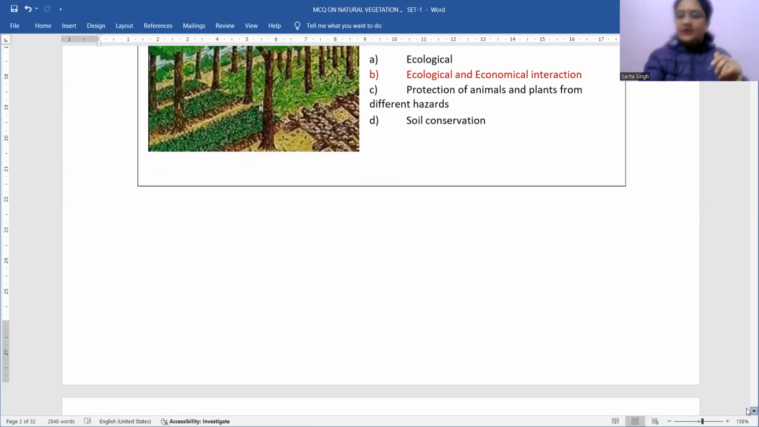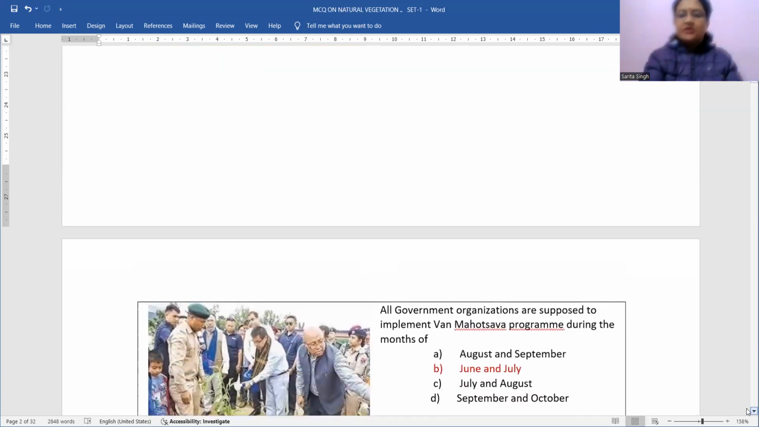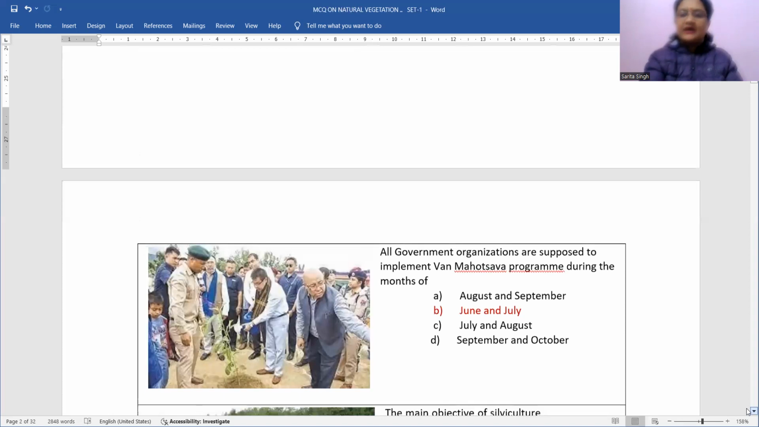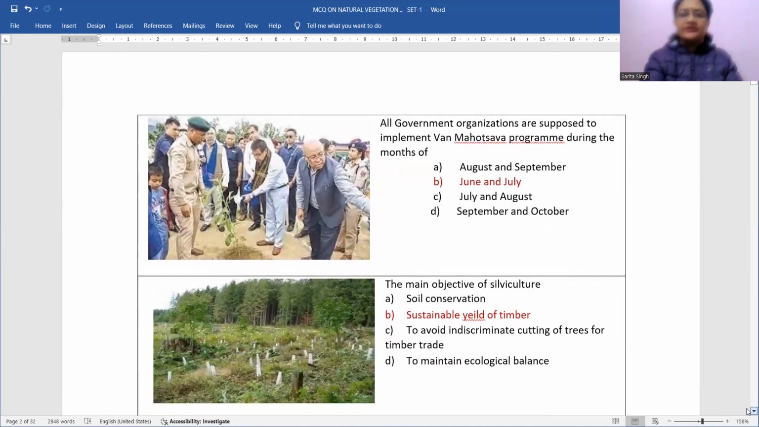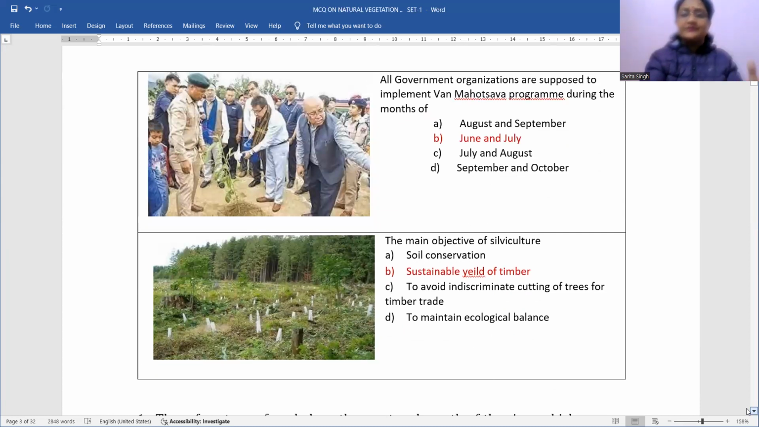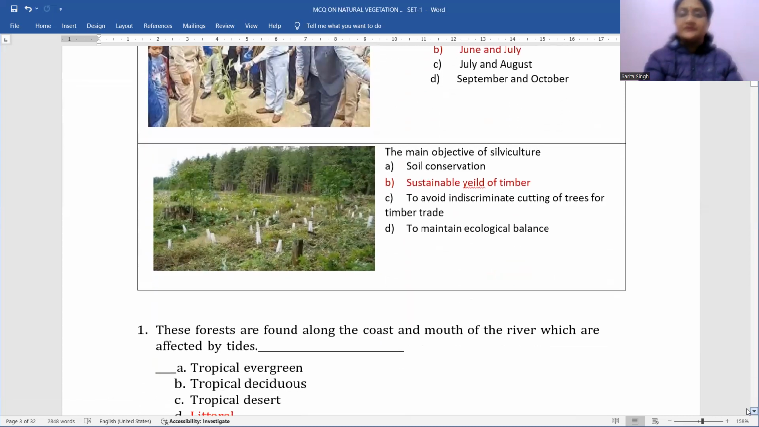Okay. Now, let's talk about the next question. Next question is, all government organizations are supposed to implement one Mahotsav program during the months of, in which month is it implemented? June and July. Correct.